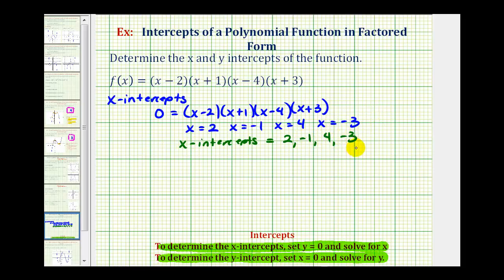Or we can also list them as ordered pairs, which I prefer. If the x-intercept is 2, the coordinates would be (2, 0). If the x-intercept is negative 1, the coordinates would be (negative 1, 0). If the x-intercept is 4, that would be the point (4, 0). And if the x-intercept is negative 3, the point would be (negative 3, 0). So here are the x-intercepts of our polynomial function.